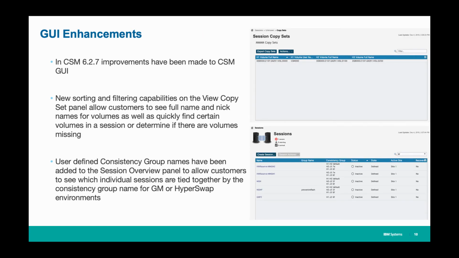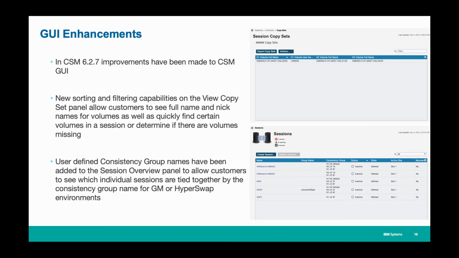Okay, with this 6.2.7 release, we added a couple of GUI enhancements as well. The first one is when you're viewing copy sets. If you go into a session, you click on View Copy Sets. Previously, we would only show the nickname, and you'd have to hover over or do other things, and there was no filter capability, so it's very difficult to find volumes, especially if they had a nickname or you need to sort a certain way.